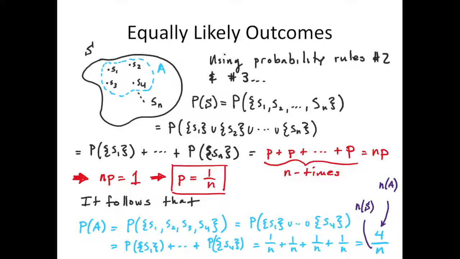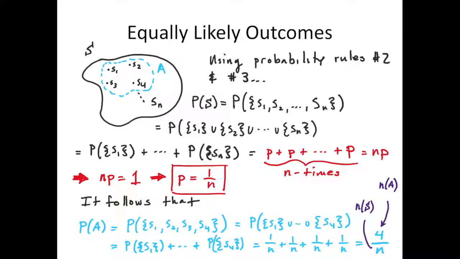Well, rule 2 says that the probability of the certain event is equal to 1. So I get n times p equals 1, or that unknown probability p is 1 over n. So when all outcomes are equally likely, each simple event should be assigned a probability of 1 over n, where n is the total number of sample points or possible outcomes.